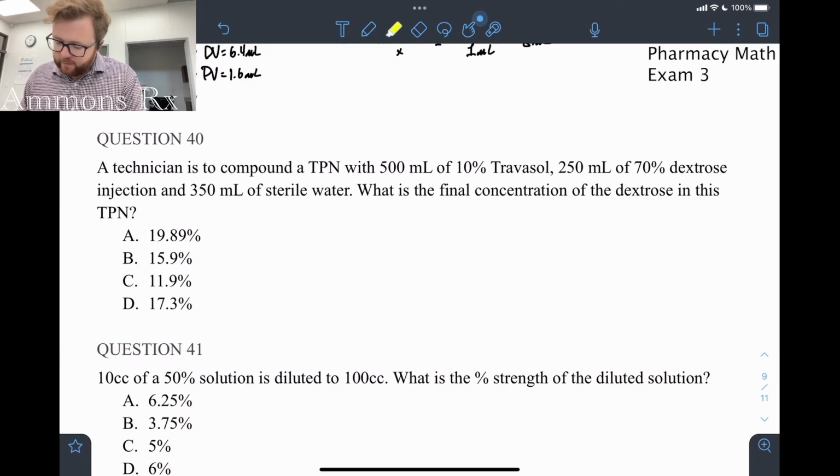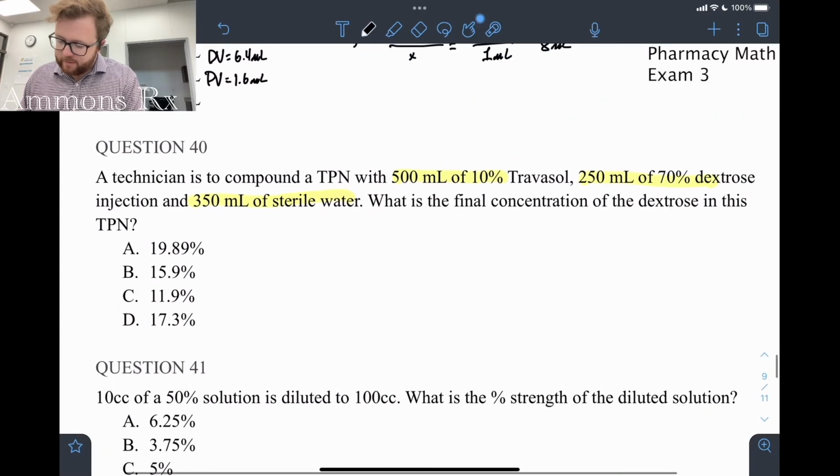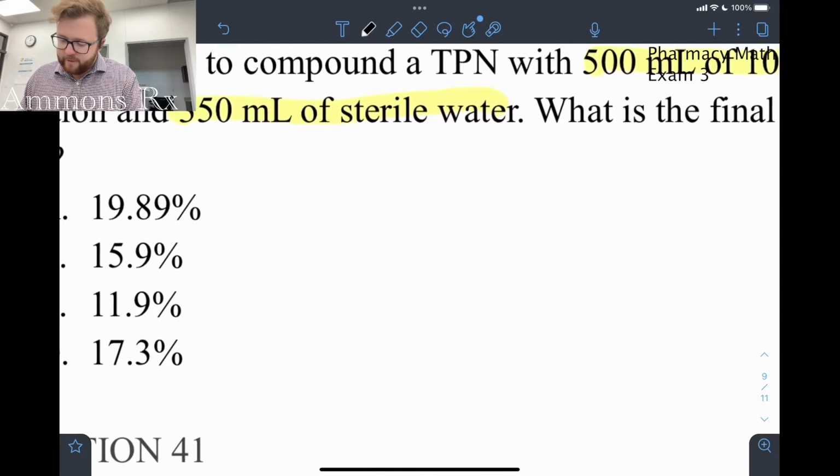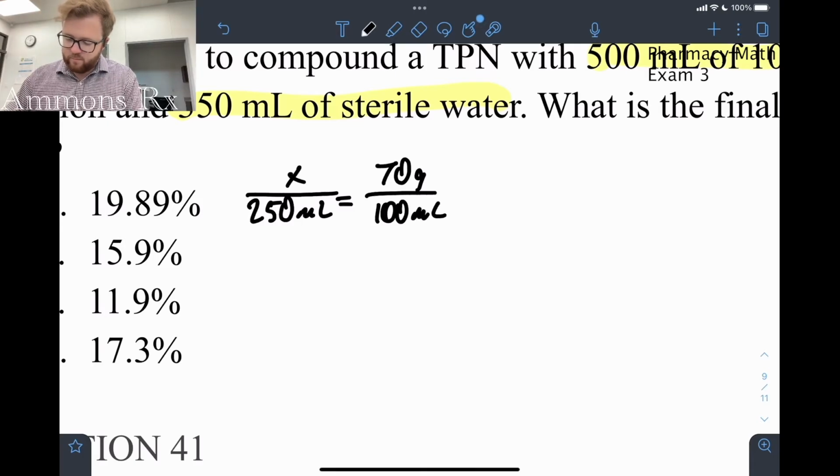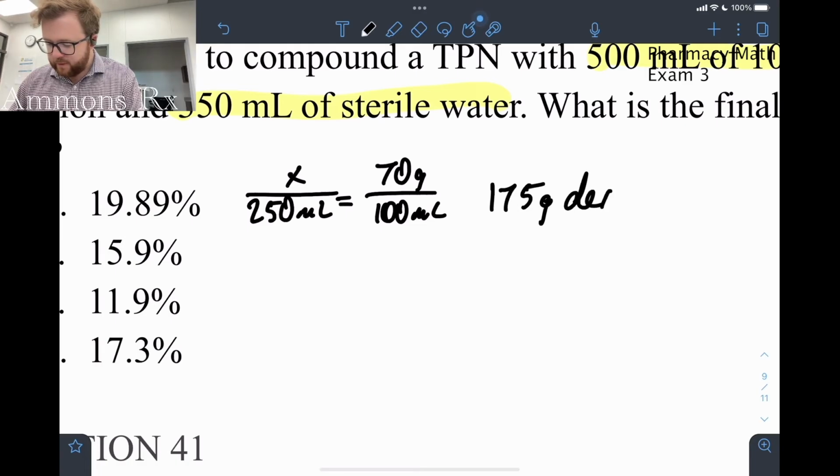Back to the one with 3 ingredients, we have 500 mils of 10%, 250 of 70, 350 of sterile water. What's the concentration of dextrose? Well, how much dextrose do we have? 250 of 70%. That means we have 175 grams of dextrose.